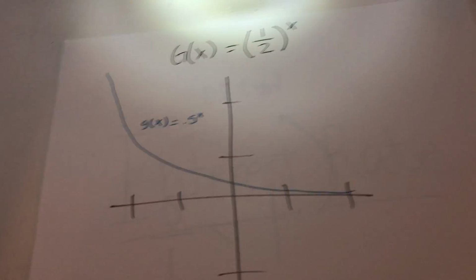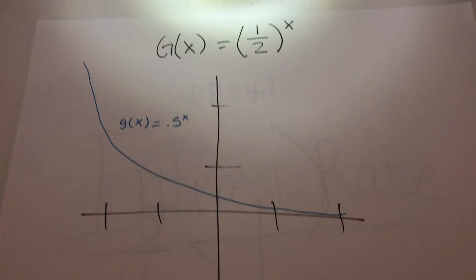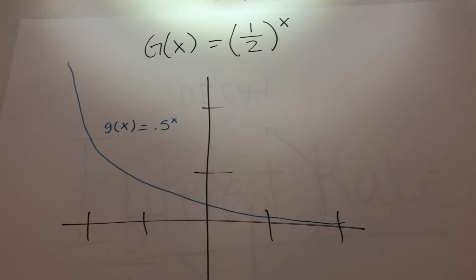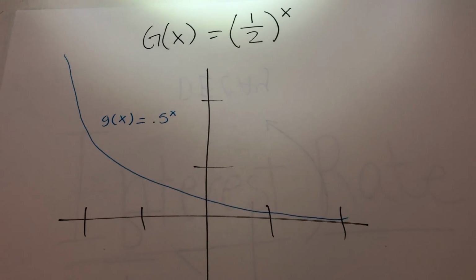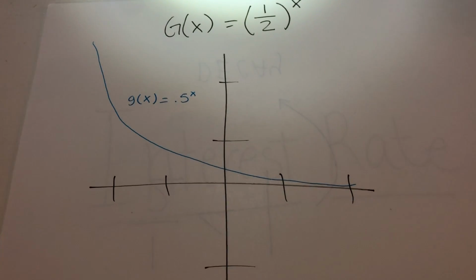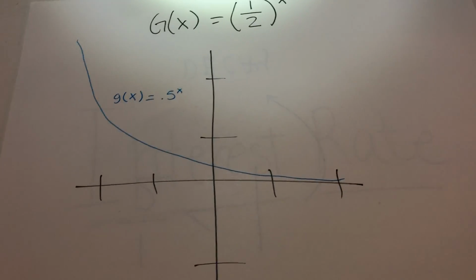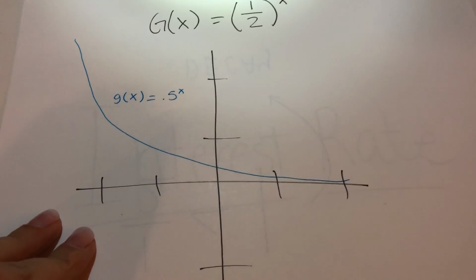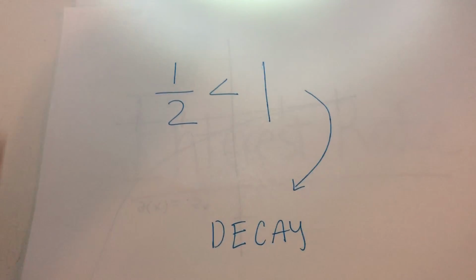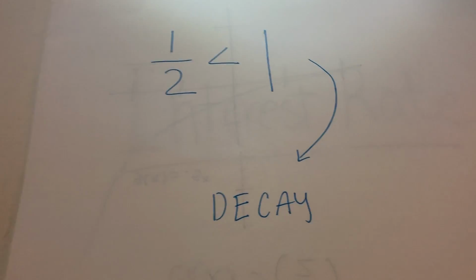Now what's an example of a decay graph? Here's one. We have g of x equals 1/2 raised to the power of x. And as we can see, this is a negative slope, so it's decaying. Also, as we can see here, 1/2 is less than 1, so it's decay.